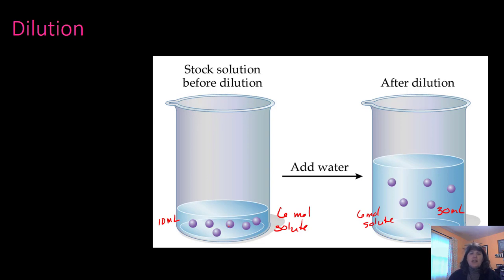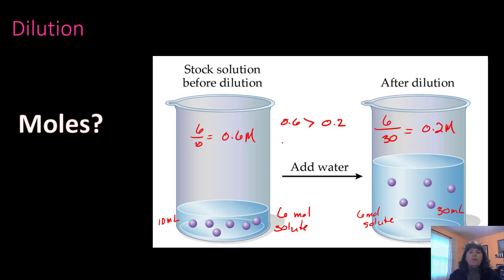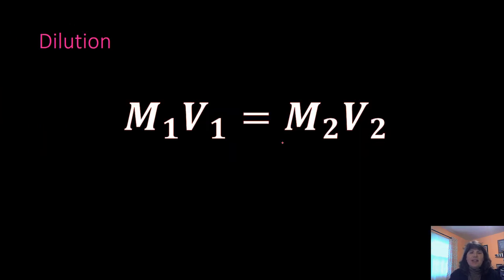So the molarity on the left would be 6 divided by 10, which is a 0.6 molar solution. But over here we have 6 divided by 30, which is a 0.2 molar solution. And we all know that 0.6 is greater than 0.2. So simply by adding water, we've diluted the solution, we've lowered the concentration. The number of moles does not change.